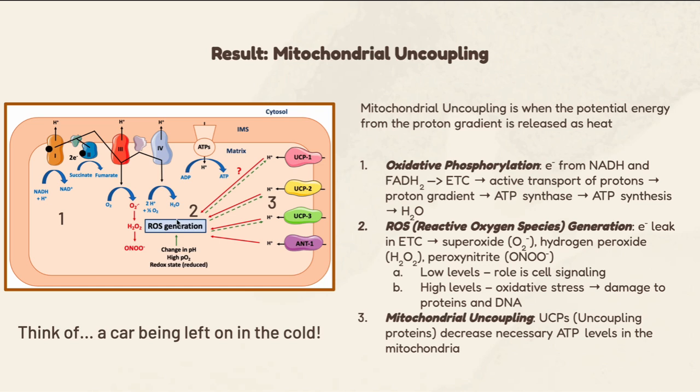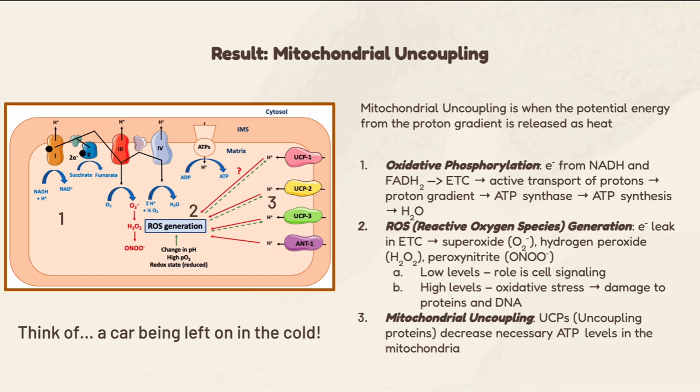At low levels, this process plays a part in cell signaling, but at higher levels, it can cause oxidative stress, which is an imbalance between the production of damaging ROS molecules and the ability of a biological system to detoxify these products. As a result, mutations in our DNA and misfolding of proteins lead to neurodegenerative disease and heart disease. Our last and final step is the mitochondrial uncoupling.